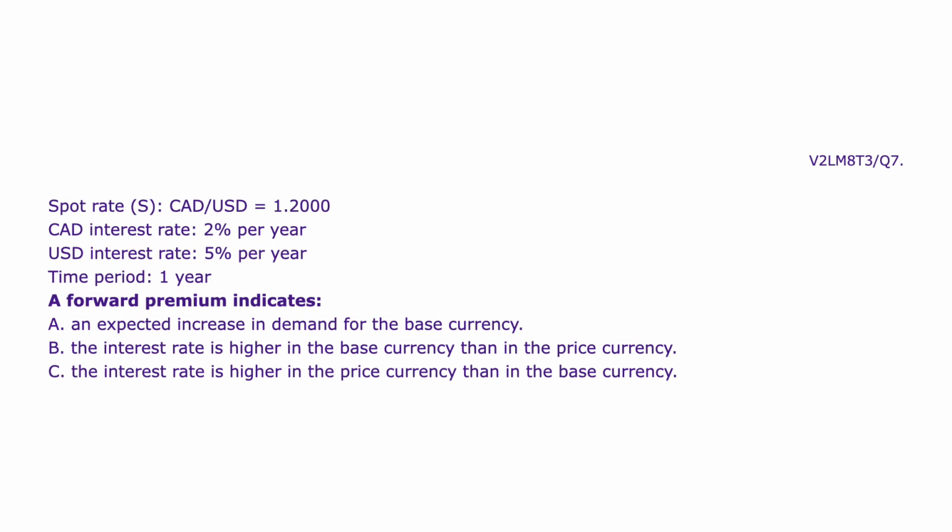Spot rate S CAD/USD equals 1.2000. CAD interest rate 2% per year. USD interest rate 5% per year. Time period 1 year. A forward premium indicates: A, an expected increase in demand for the base currency. B, the interest rate is higher in the base currency than in the price currency. C, the interest rate is higher in the price currency than in the base currency.